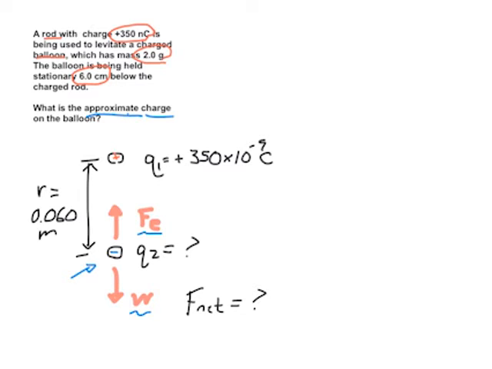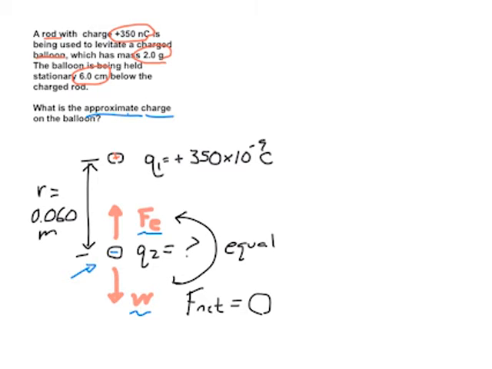Well, the balloon's not going anywhere, so that tells us that the net force is equal to 0. And if the net force is equal to 0, that tells us that we can say that the magnitude of the weight force and the magnitude of the electric force are just equal to each other. I can equate the magnitudes of those two forces because the weight force pulls down, the electric force pulls up. And I can write that as an expression.